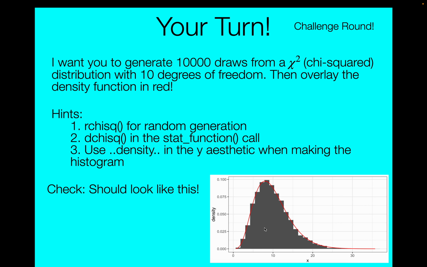Okay, so I've got a your turn, and then, well, we're almost done, but I've got 2 more your turns to go. And this is a bit of a challenge round, which means they're harder your turns, but I do want you to try to complete them. So what I want you to do is generate 10,000 draws from a chi-squared distribution.